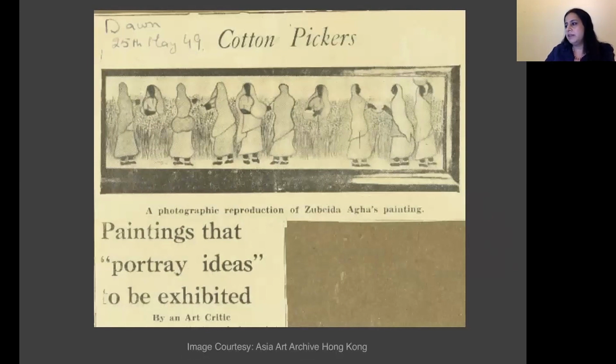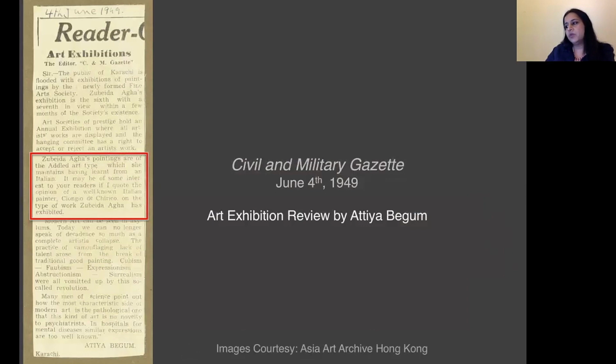Atiya Begum, a woman of intellectual stature, who was also the wife of the Karachi-based artist Faizi Rahmin, whom I already showed you in the beginning, wrote a harsh review of Agha's exhibition in the local newspaper, calling her work adult type and fit for asylum. Many writers came to Zubaida's defense, not necessarily because they understood her work, but to encourage whatever new form of art she was introducing. This controversy stayed in the newspaper for the next several months, although her exhibition was only up for a week in 1950.